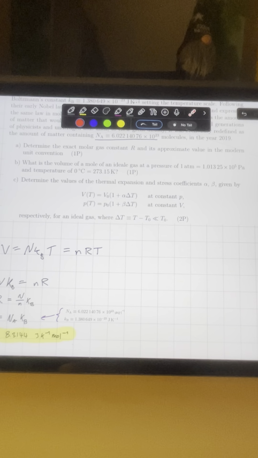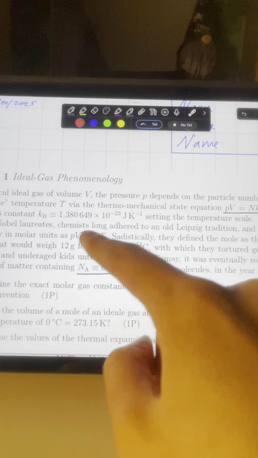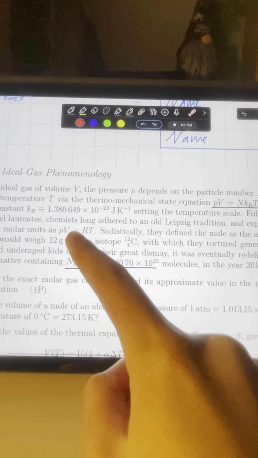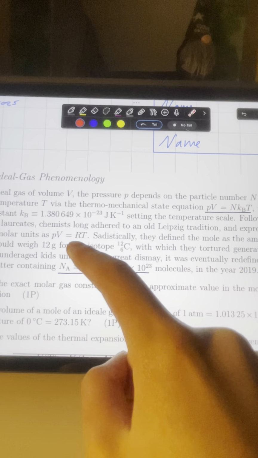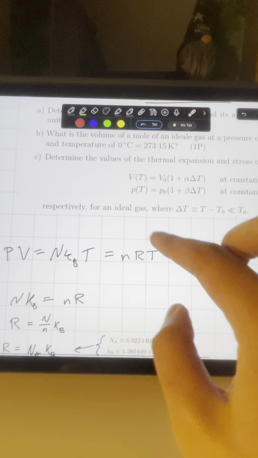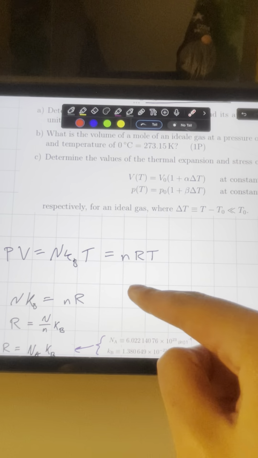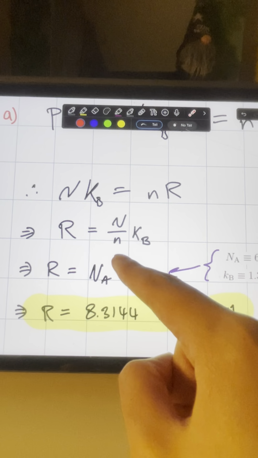Question 1. Determine the exact molar gas constant R and its approximate value in modern unit convention. He gave us PV equals N kB T. He gave us PV equals nRT. That just means nR is equal to N kB, because we know PV equals nRT. You do that, R is equal to N over n times kB.